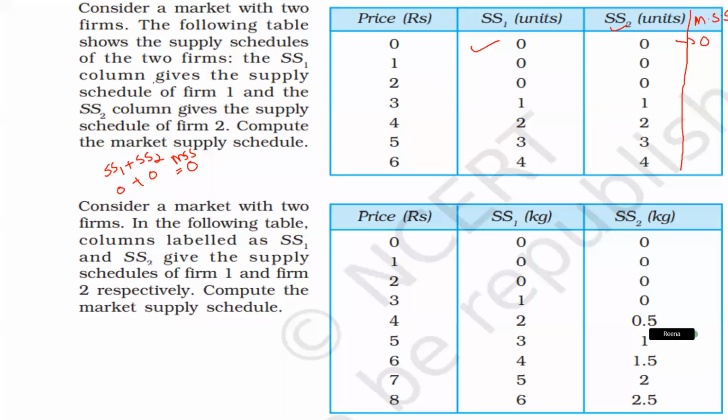So here, consider a market with two firms with the following table. The columns labeled SS1 and SS2 give the supply schedule of firm 1 and firm 2 respectively. Compute the market supply schedule. So again here, you have to make another market supply schedule.